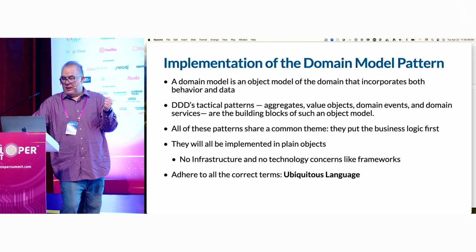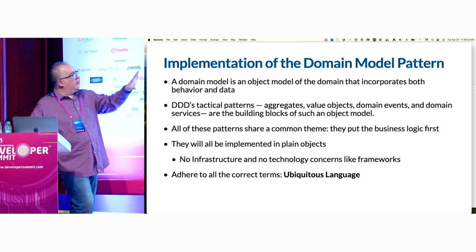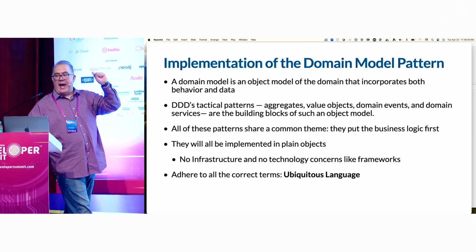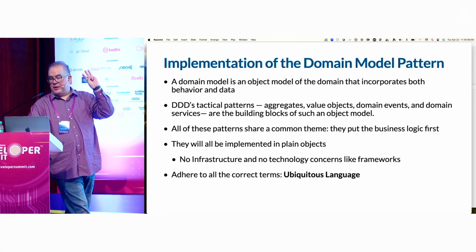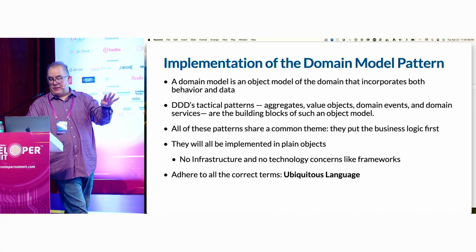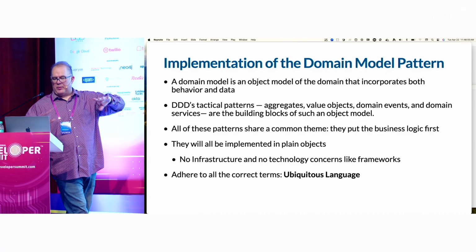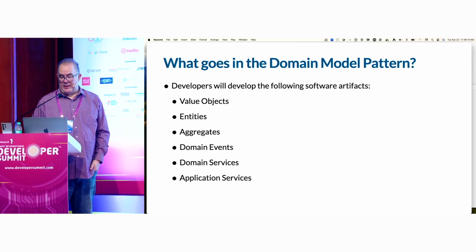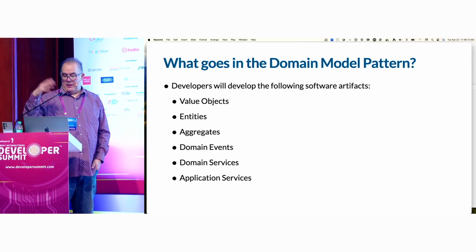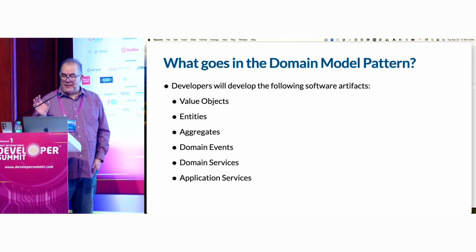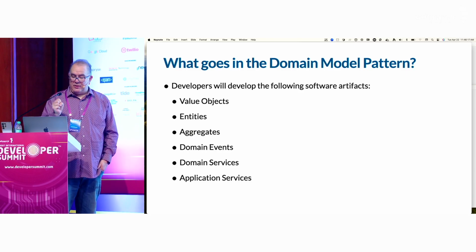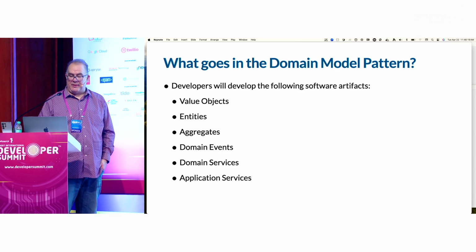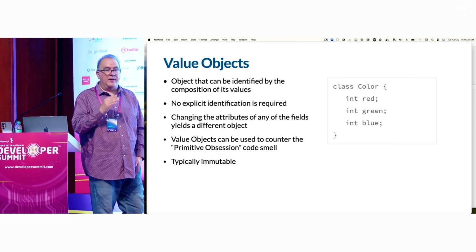Okay. So we deal with a few patterns here: aggregates, value objects, domain events, domain services, and I needed to include their application services. But those are good technical patterns. So we're getting our hands dirty here. Everything must adhere to the ubiquitous language. Okay. So these are the software artifacts that we talk about in domain-driven design. Let's talk about these because I think these are going to be greatly important.